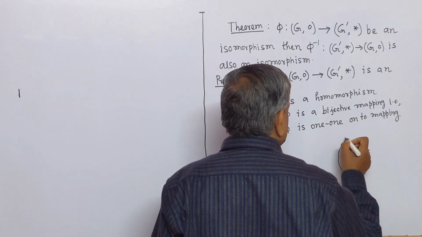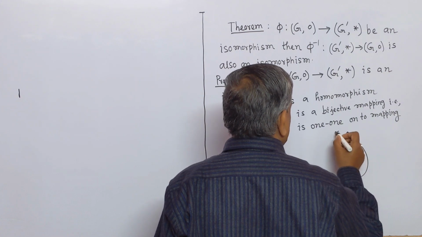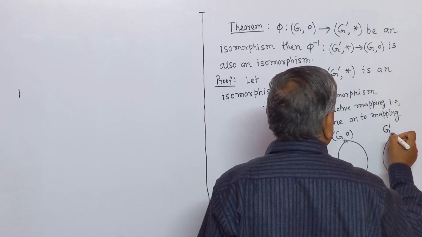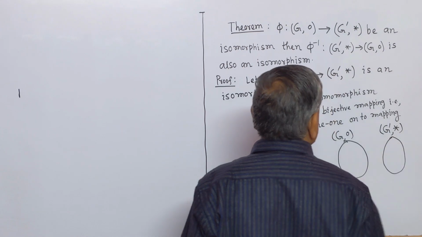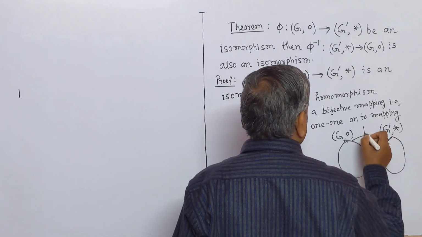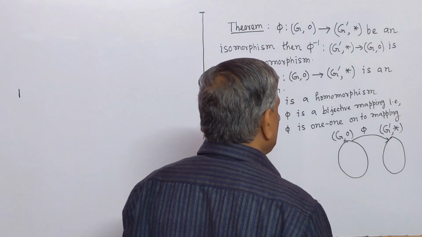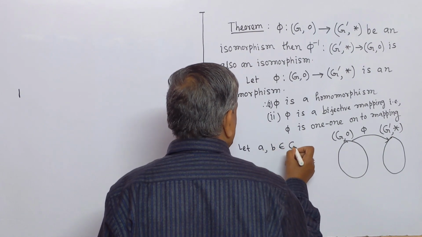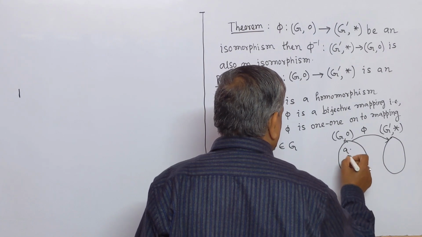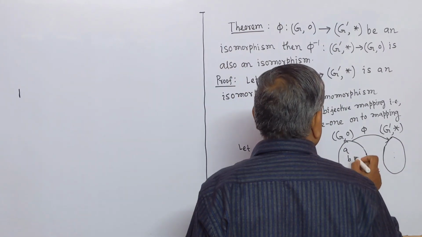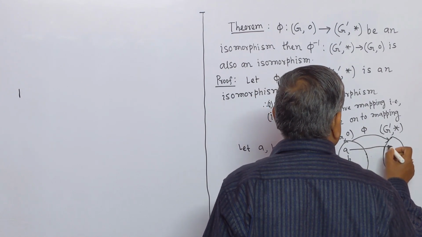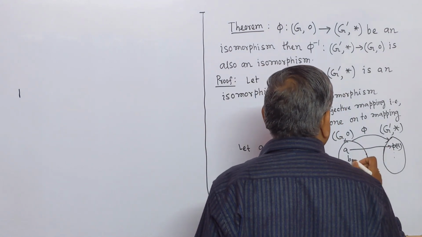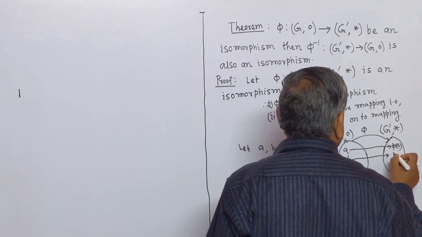Let this is group G with given binary operation O, and this is another group G prime with given binary operation star, and phi be a mapping. Here phi is an isomorphism. Let A, B belong to G. Here A belongs to G and B belongs to G. Image of A is phi A in G prime, and image of B is phi B.